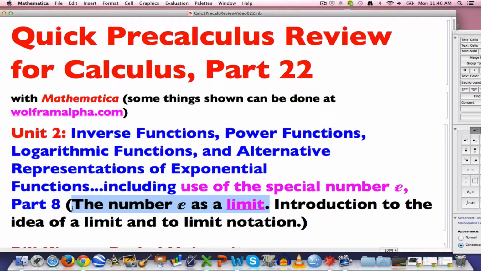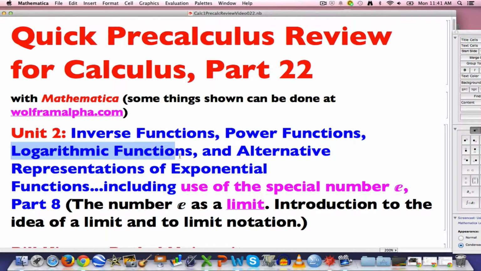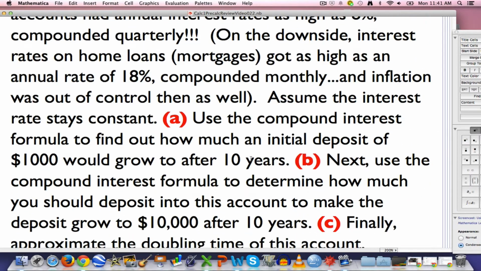But limits are very foundational, of paramount importance for calculus. Limits and theorems related to limits really are what separate calculus from just plain algebra and give calculus much more power than just plain algebra. Pretty soon, not in this video, we're also going to talk about alternative representations of exponential functions and inverses of exponential functions called logarithmic functions. But in this video, we're focused on limits.